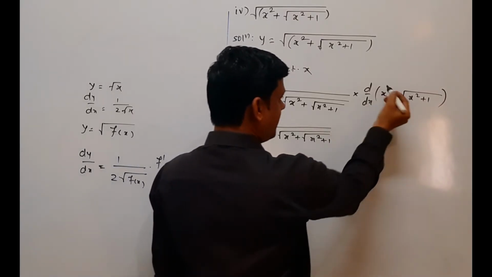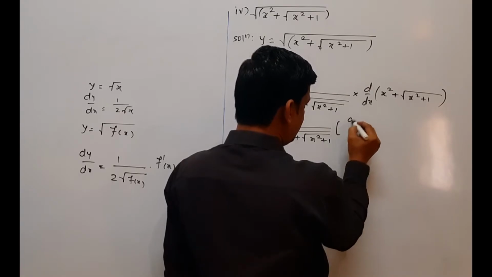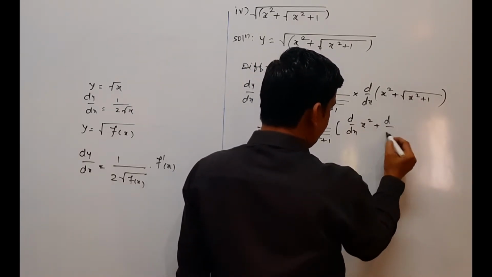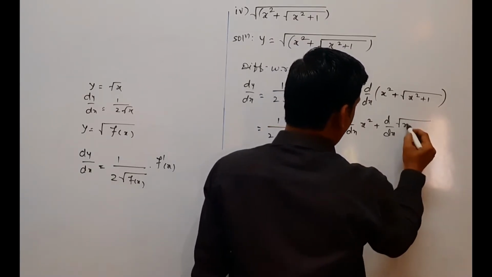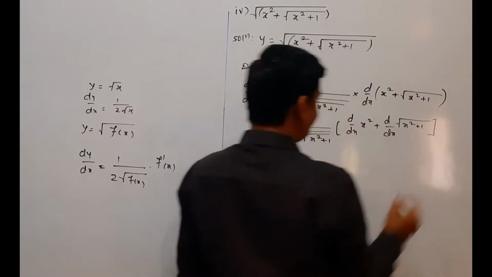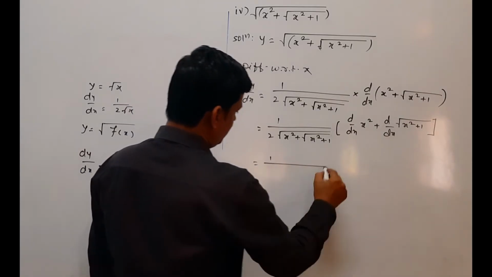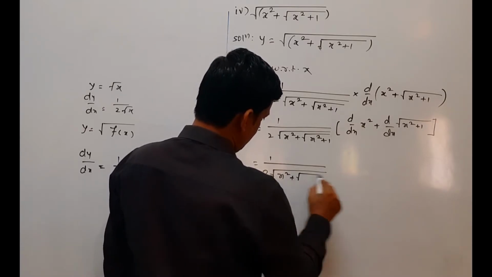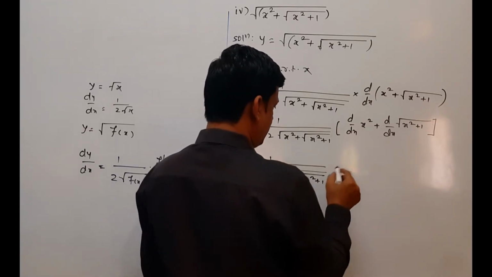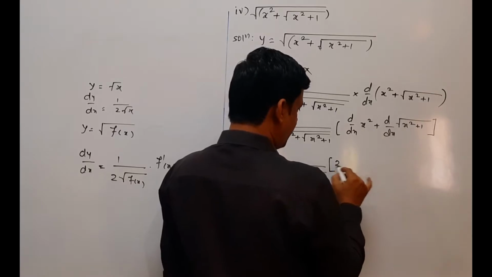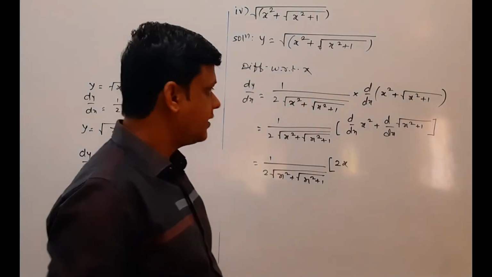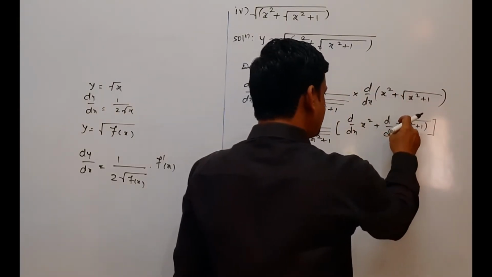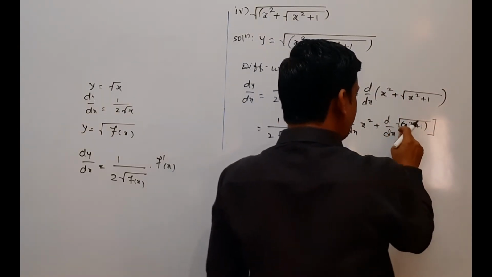So we write this first term as it is, 2 times root x square plus root x square plus 1. Now here we have to write the derivative of the first term, d by dx of x square, plus the derivative of the second term, that is d by dx of root x square plus 1. So we write the first term as it is, 2 root x square plus root x square plus 1 into the derivative of x square, which is 2x.